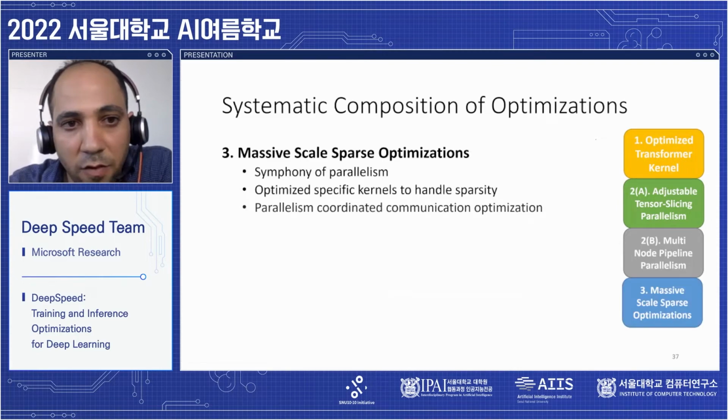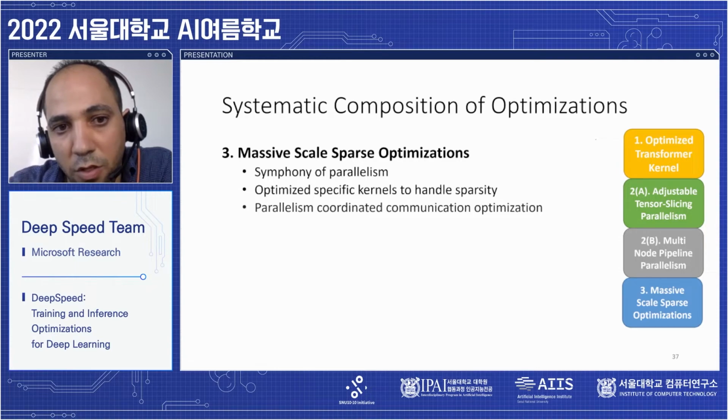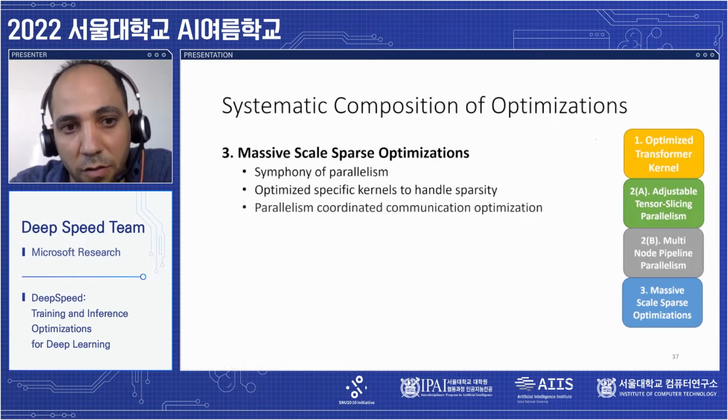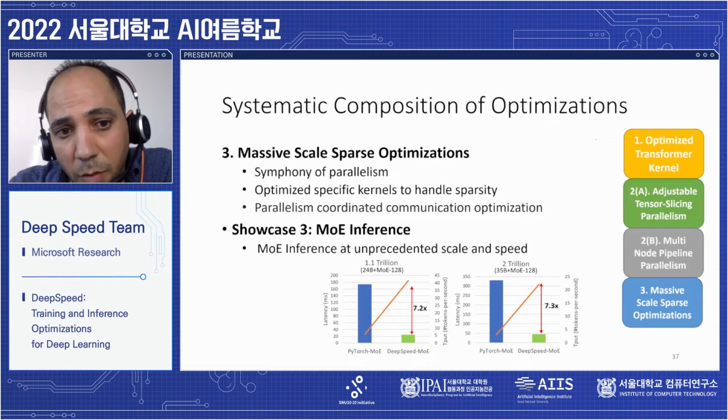So the last piece of this optimization that we have is for the sparse architectures. We can use all the techniques mentioned in the previous slides for the dense part, and for the sparse part, we have a different way of parallelism. And since this sparse architecture has both the dense part and also the sparse part, we can build a symphony of parallelism to optimize these kernels. And also, we have the optimized kernel to handle the sparsity, and we also use a parallelism coordinated optimization. So here we show the MoE system inference.